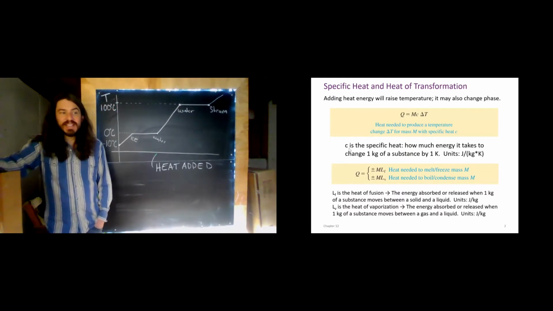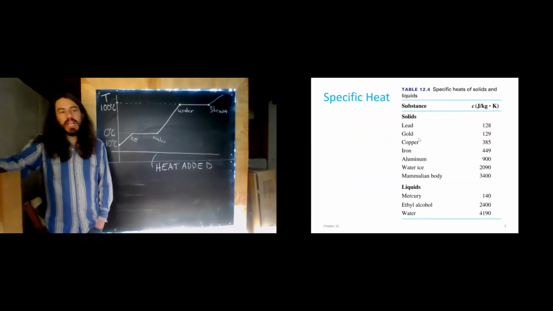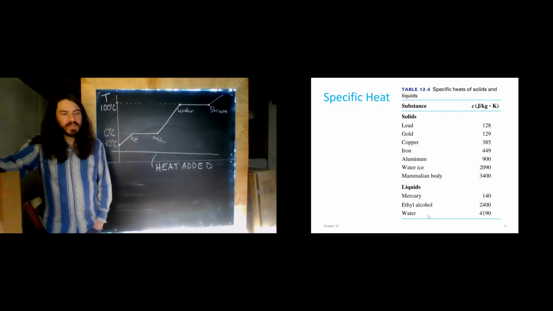And that's the C. C is the specific heat, and it tells you how much energy it takes to change 1 kilogram of a substance by 1 Kelvin. And so here is a chart. Of course, you don't have to memorize these things, but you can see that water has this very high heat capacity, 4190. It's amongst the highest of everyday substances.